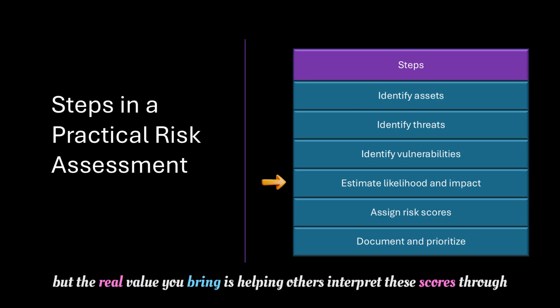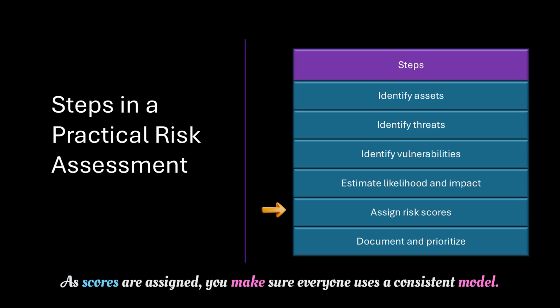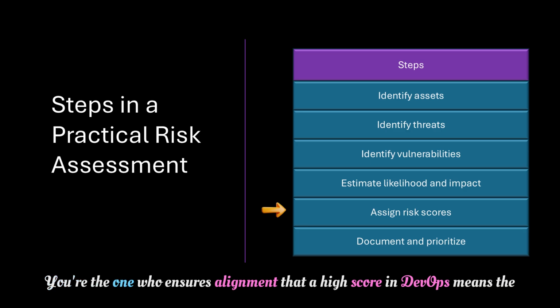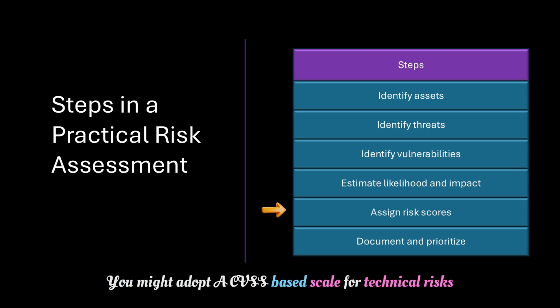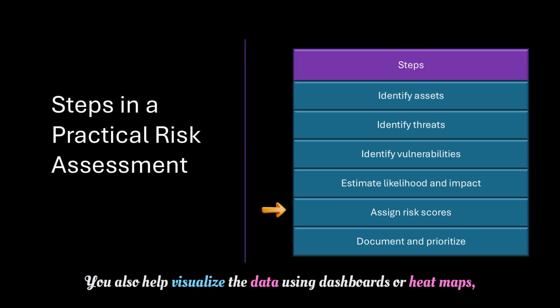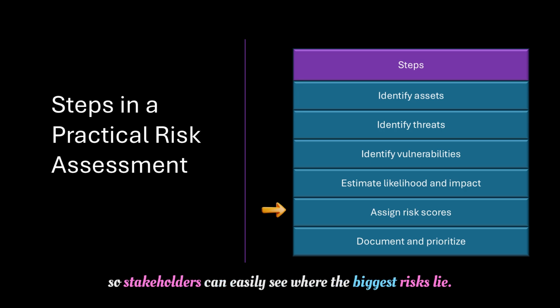But the real value you bring is helping others interpret these scores through the lens of business impact and organizational risk appetite. As scores are assigned, you make sure everyone uses a consistent model. You're the one who ensures alignment, that a high score in DevOps means the same thing to the compliance team. You might adopt a CVSS-based scale for technical risks, or a custom rubric tailored to your organization's priorities. You also help visualize the data using dashboards or heat maps, maybe in Power BI or your GRC tool, so stakeholders can easily see where the biggest risks lie.